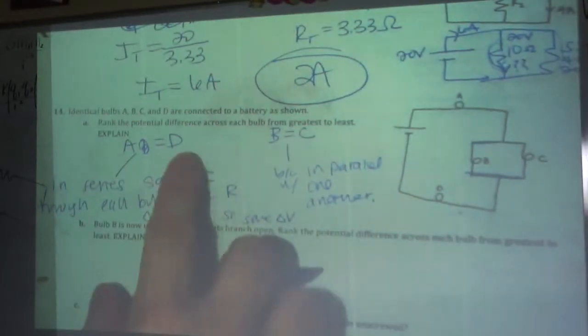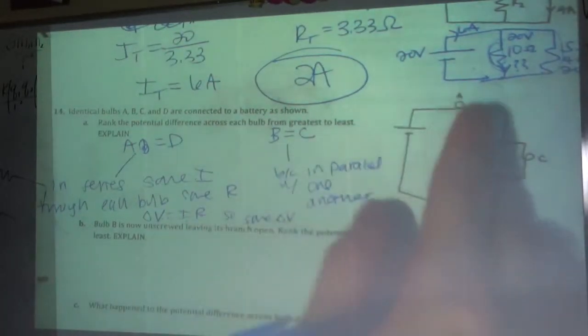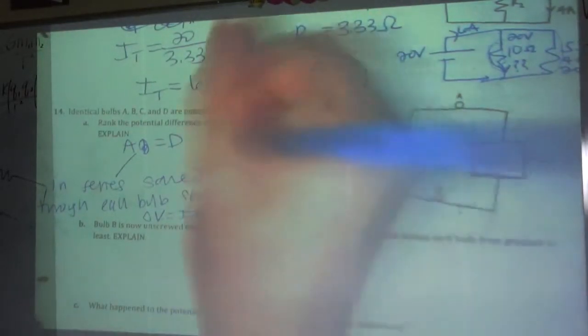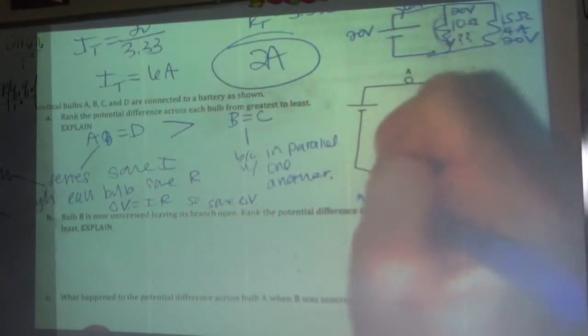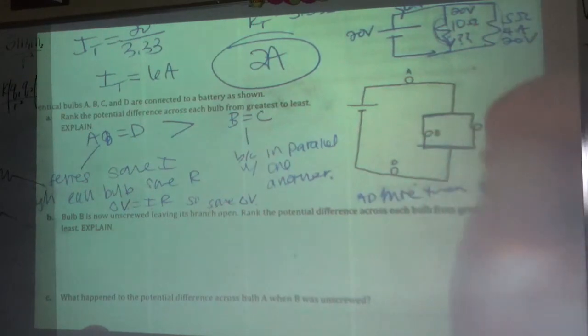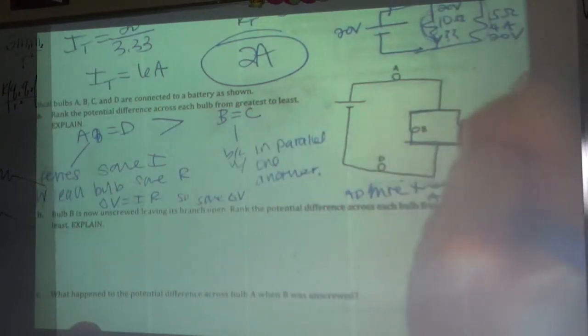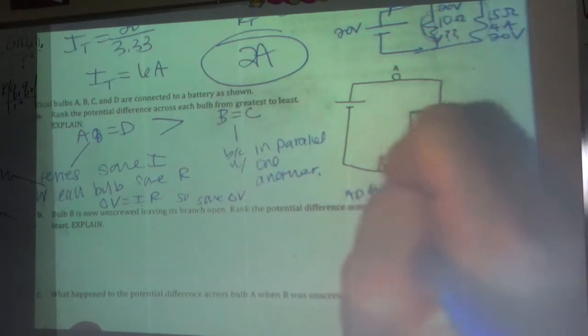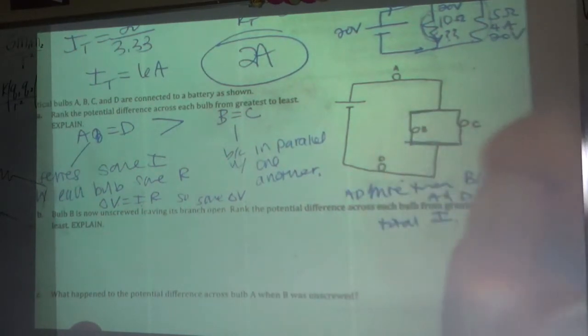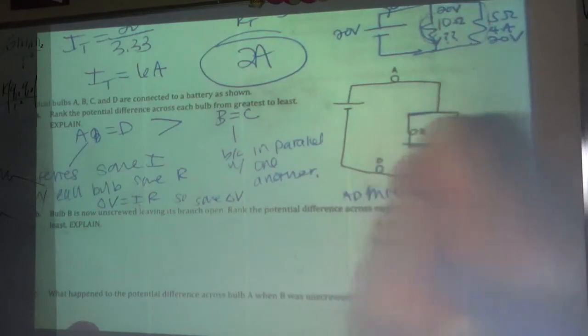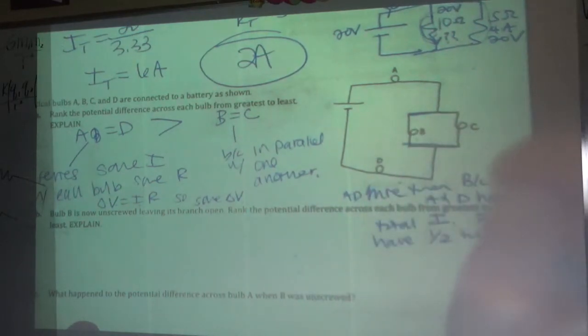Alright, and then now it's just figuring out which one is greater, and we should say that A and D have a greater potential difference than B and C, so AD is more than BC because A and D have the total current. B and C have half the I total because the current splits between them.